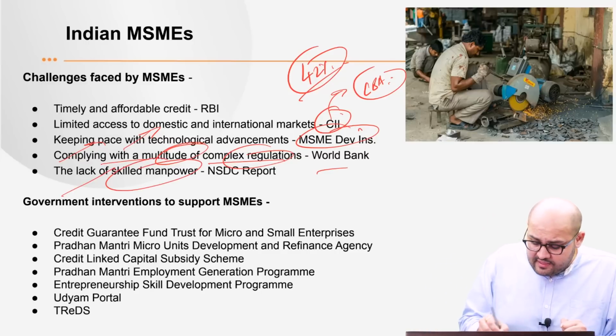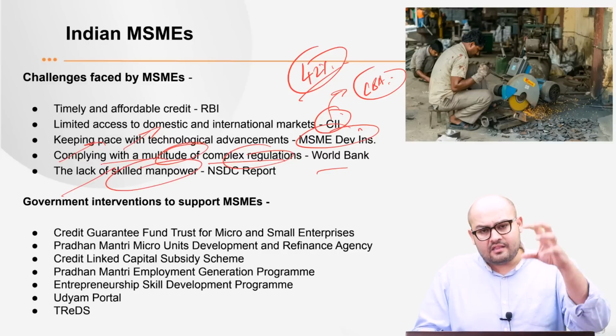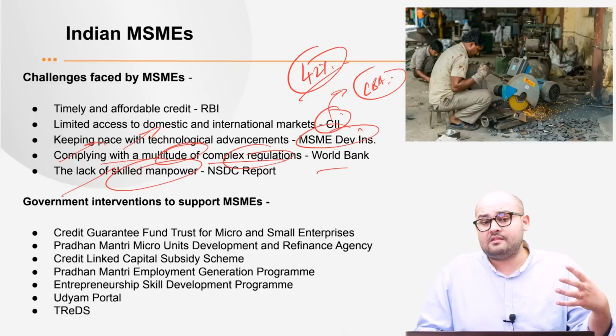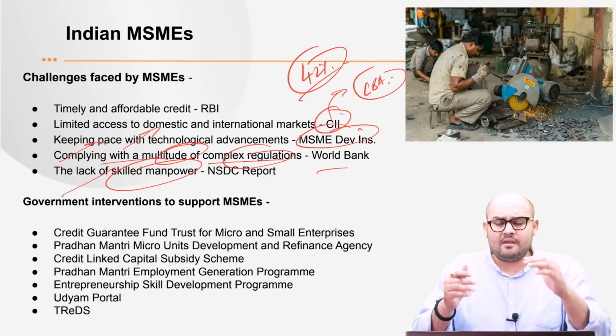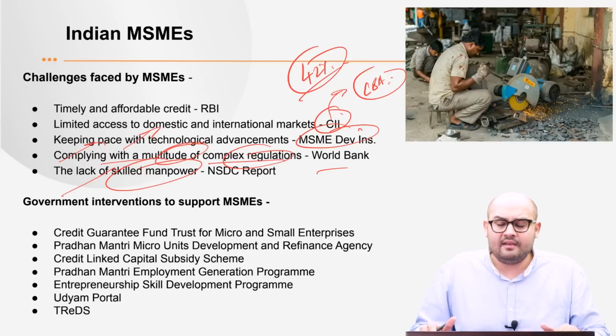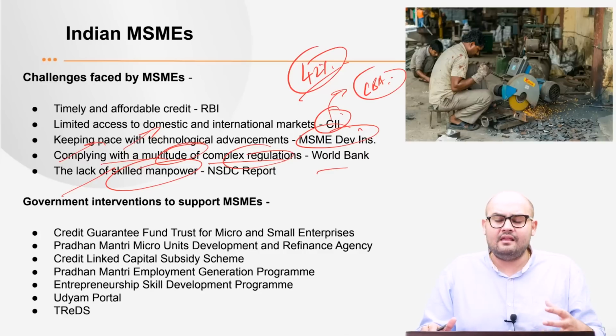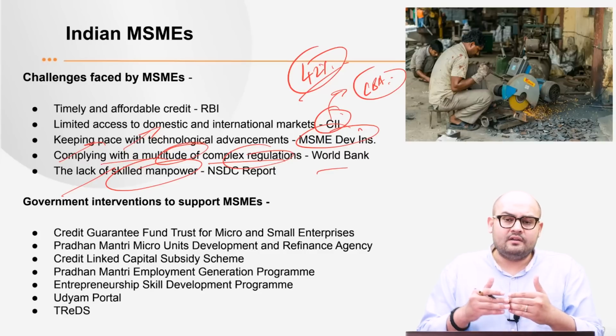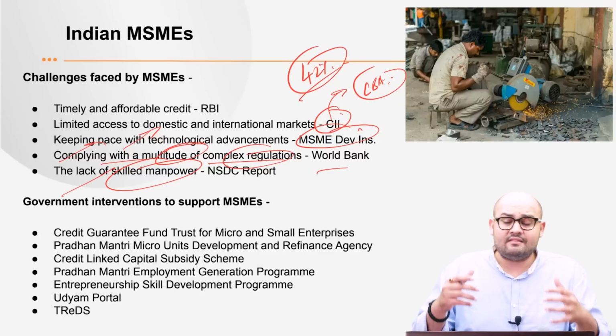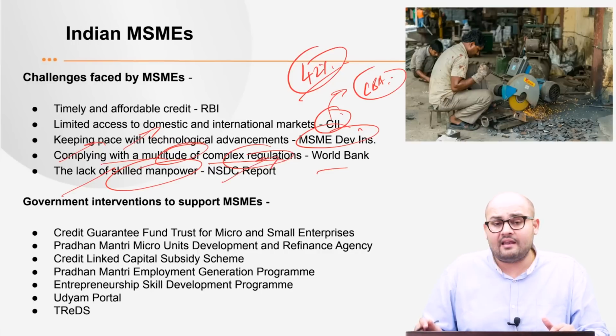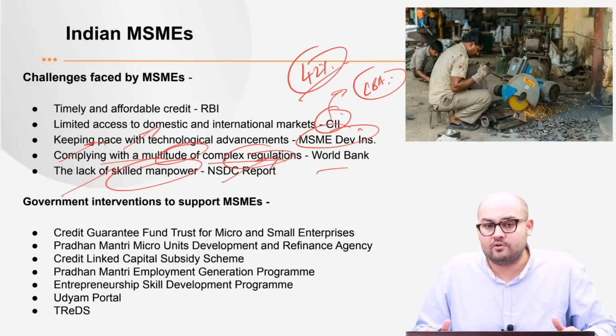Next is the lack of skilled manpower. See, there are some MSMEs, and in fact there are many MSMEs, which require some sort of skill set, right? But what we are seeing in the country is that there is a mismatch when we talk about the skills demanded by the industry and the skills available. Now, this has also been highlighted by the National Skill Development Corporation report, right?